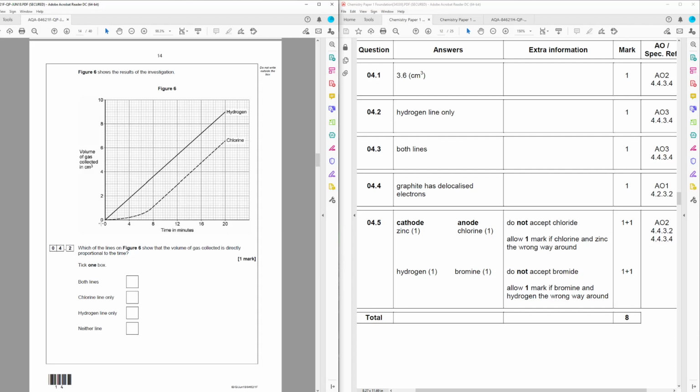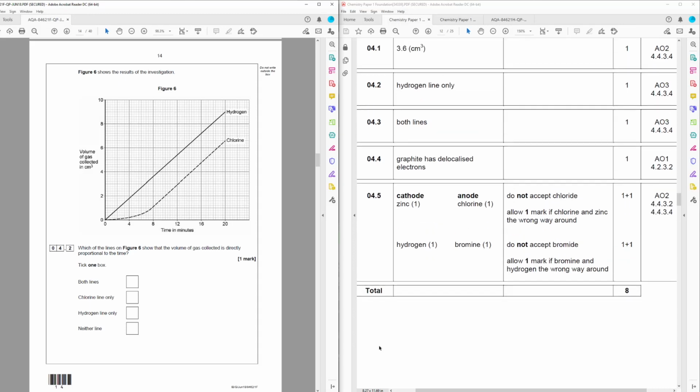This one, so directly proportional is a maths term that we need to be familiar with. You're definitely going to need to know it much more when you look at your forces unit 2 in physics. So directly proportional means that it will not only be a straight line graph, but it also passes through the origin, through 0, 0. In this case, that is the hydrogen line only. So chlorine is proportional after 8 minutes, but it's not directly proportional. Directly proportional means that there's only 2 terms in it, so it'll go through 0, 0.